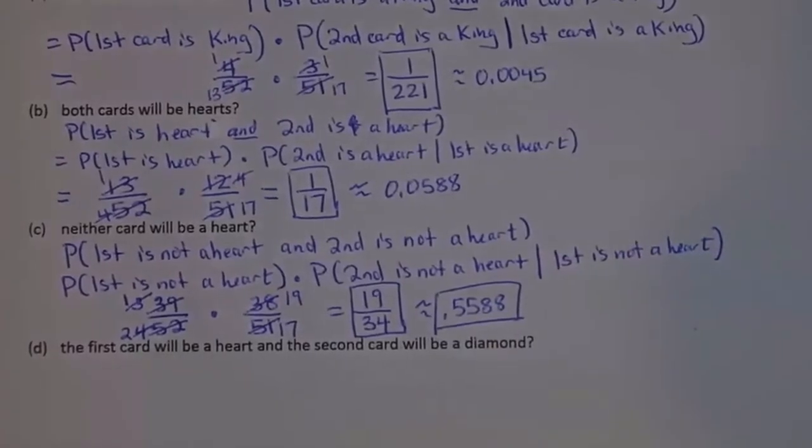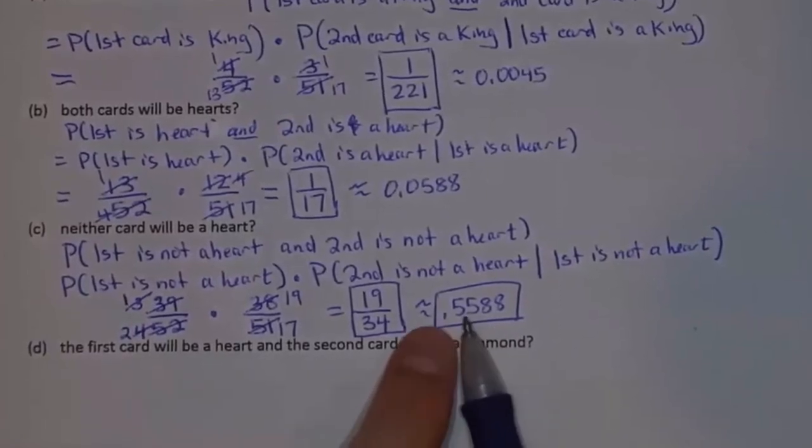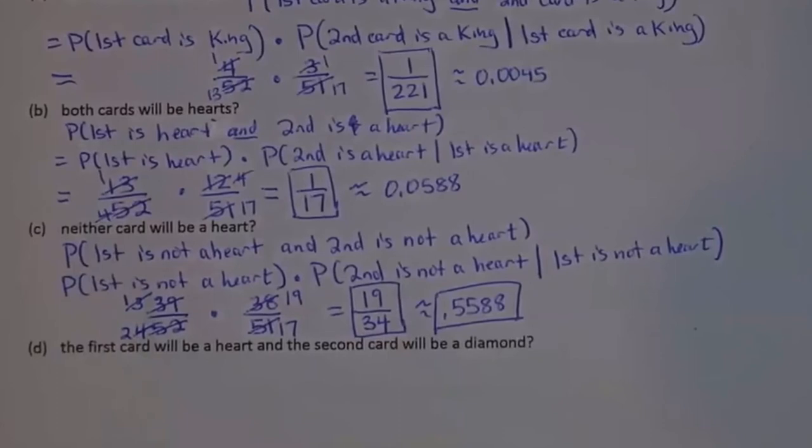So if I randomly draw out 2 cards, shuffle the deck, draw out 2 cards, shuffle the deck, draw out 2 cards, if I did that 10,000 times, about 5,588 of those 10,000 times, neither card would be a heart.